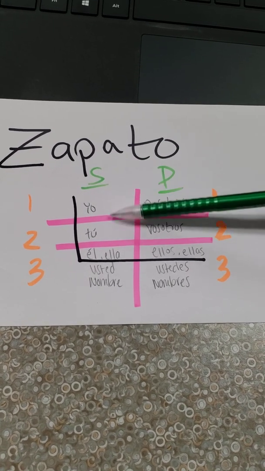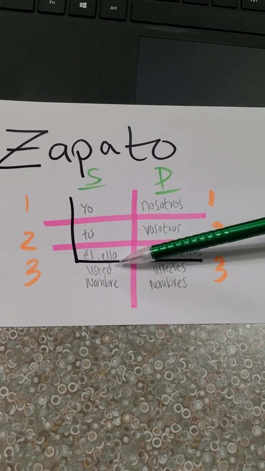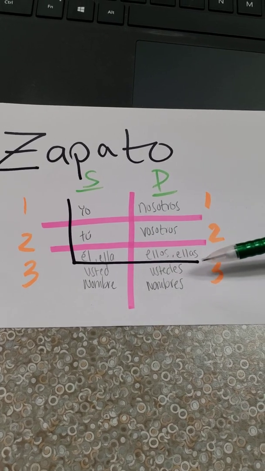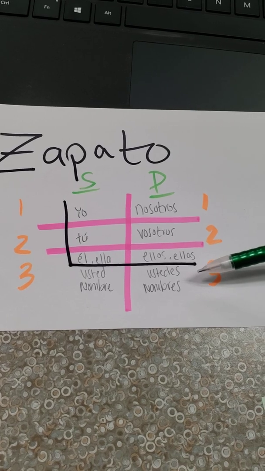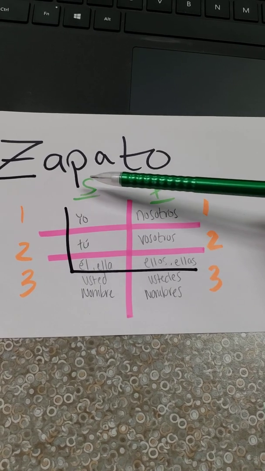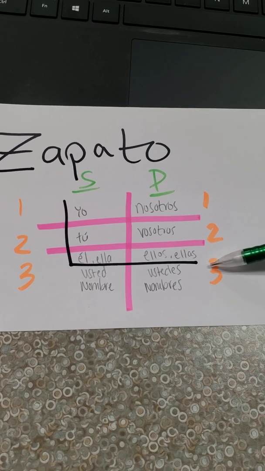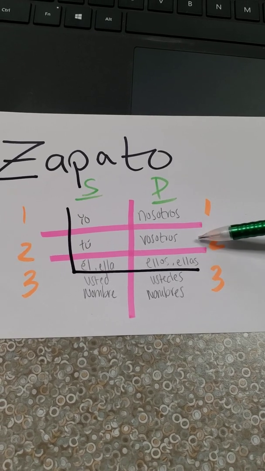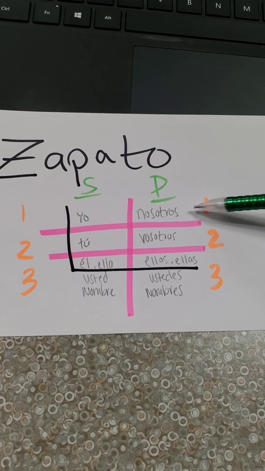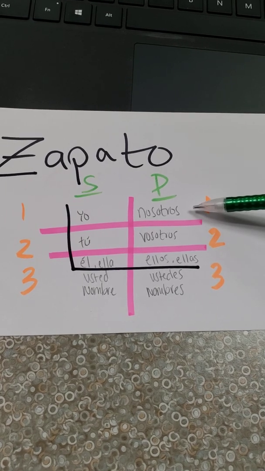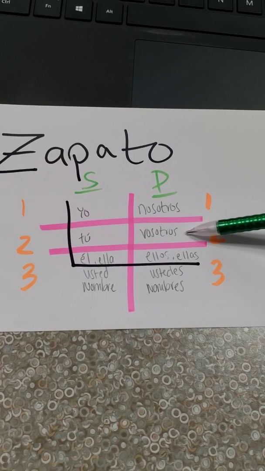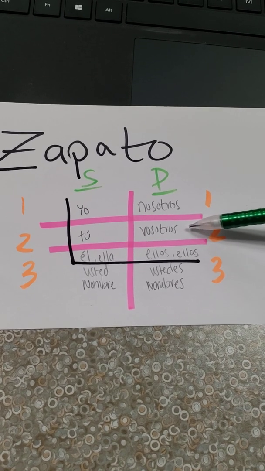You have yo, tú, él, ella, usted, un nombre, ellos, ellas, ustedes, and nombres. So your singular o and tercera persona plural. See? Those on the outside of the shoe do not have a spelling change. Nosotros, vosotros have no change.